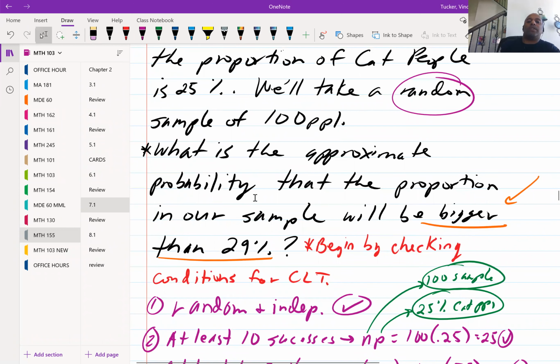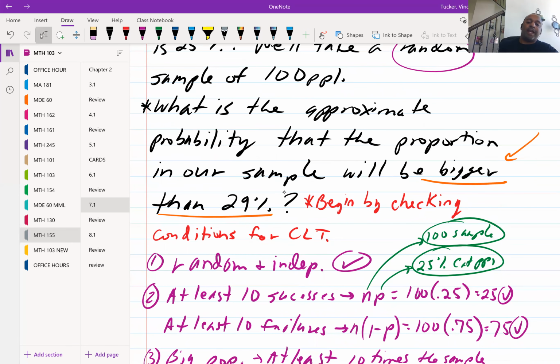All right, so once again, what is the approximate probability that the proportion in our sample will be bigger than 29%? So first, we want to begin by checking the conditions for the central limit theorem. We have to meet our conditions. So number one, is it random and independent? The answer is yes. It says we'll take a random sample of 100 people. So we're just talking about randomly picking out people, and independent means the probability of picking somebody does not affect the probability of picking someone else. So it's random and independent.